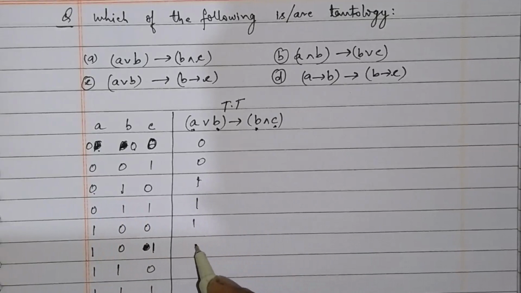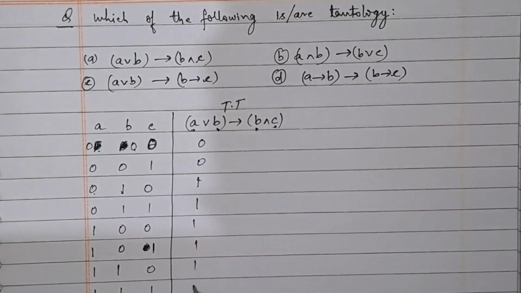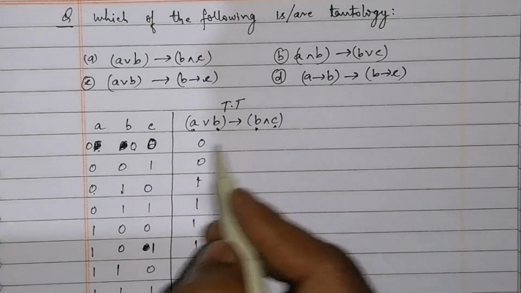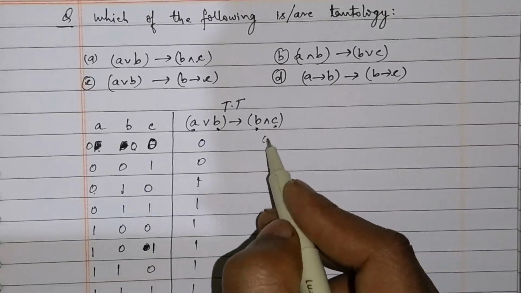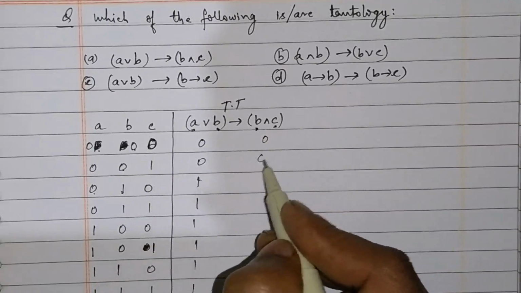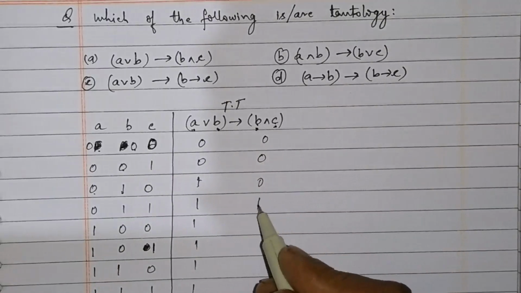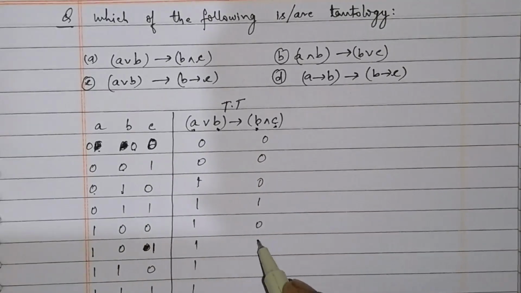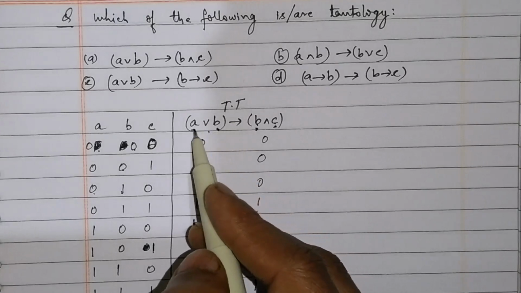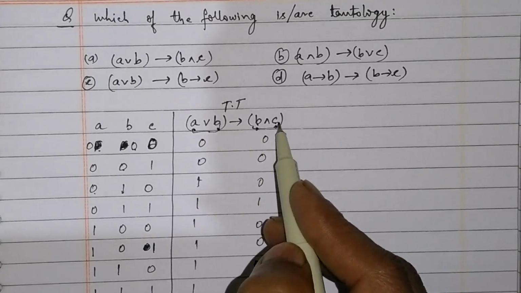Let's complete the table. 1 1 1. B and C, here it is false. 1 0, it is false. If any one of it is 0, it is false. So false, it is true. False, false, again false, true. Now this term implies this term.